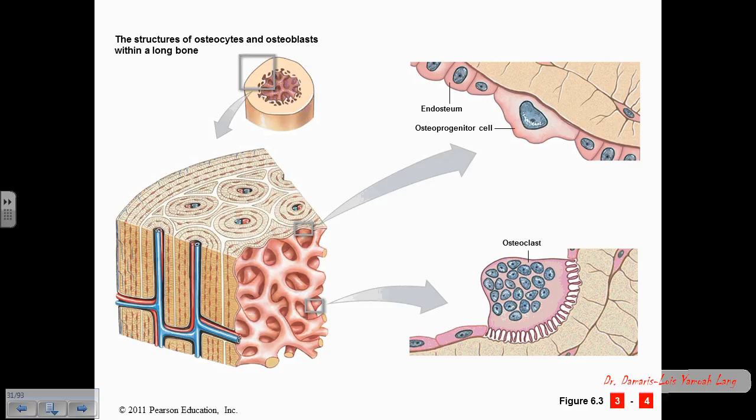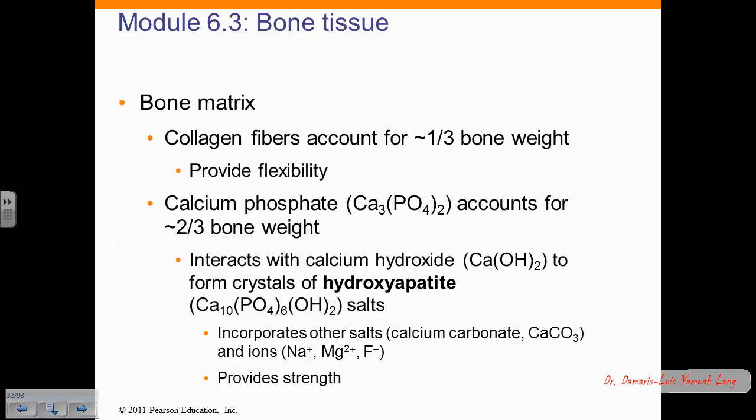They also fight off infections, right? They can get rid of the debris and stuff like that. So this stain shows an osteoprogenitor cell, this stain shows an osteoclast dissolving the bone.